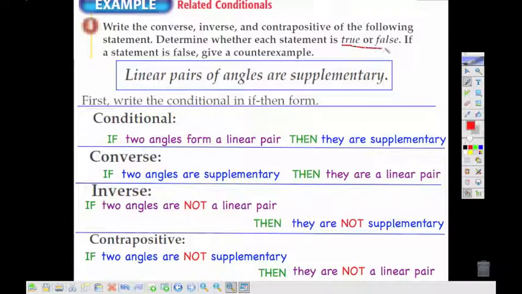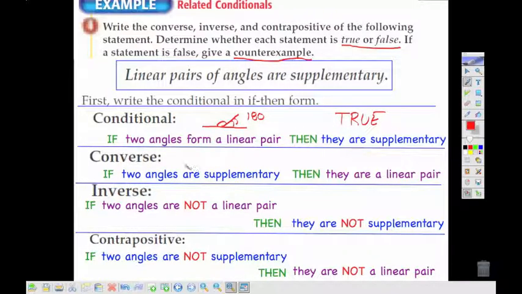If we're also asked to find the truth value of these, decide if they're true or false, and also if they are false, give a counterexample, we want to look at what this actually means. If two angles form a linear pair, so I can start by drawing a linear pair, then they are supplementary. Now I can see from this picture that these two angles come together, form a line, which means they're giving me 180 degrees, so they have to be supplementary. I consider then, can I draw this a different way that would make this untrue? And I can't. By definition, this has to make a straight line, so this will always give me supplementary angles.